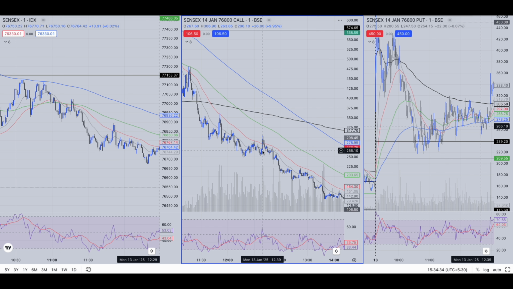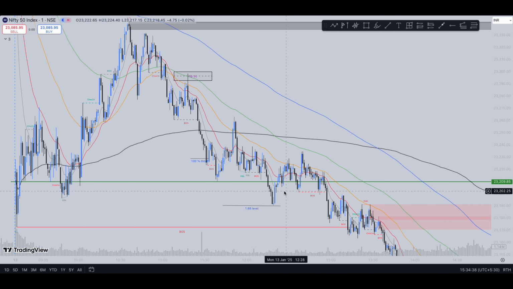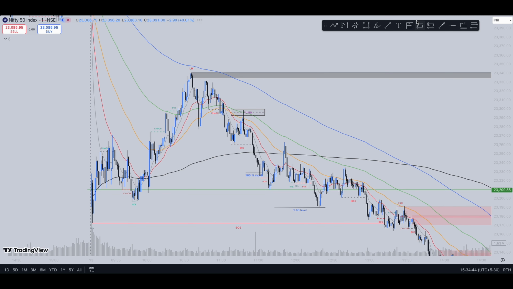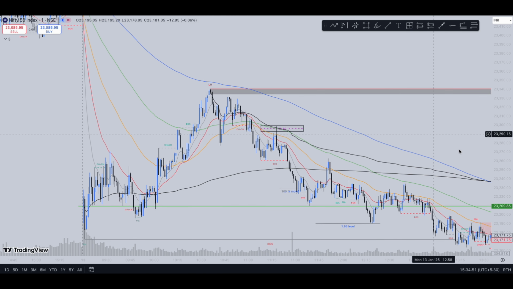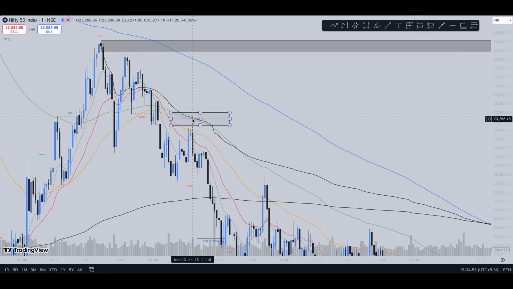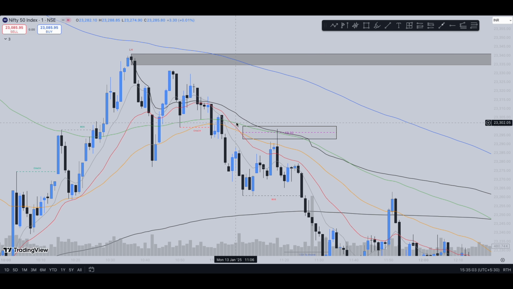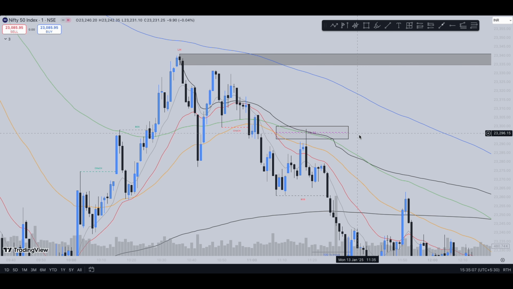Here you can see at around 12:39. At around 12:39 also you can see it couldn't cross the VWAP level. If you try to plot anchored VWAP at this high, you can see here, guys, clearly it faced rejection. This anchored VWAP level, here it faced rejection, and here it clearly faced rejection, guys. This 100 moving average as well as this VWAP level, it clearly faced rejection over here.